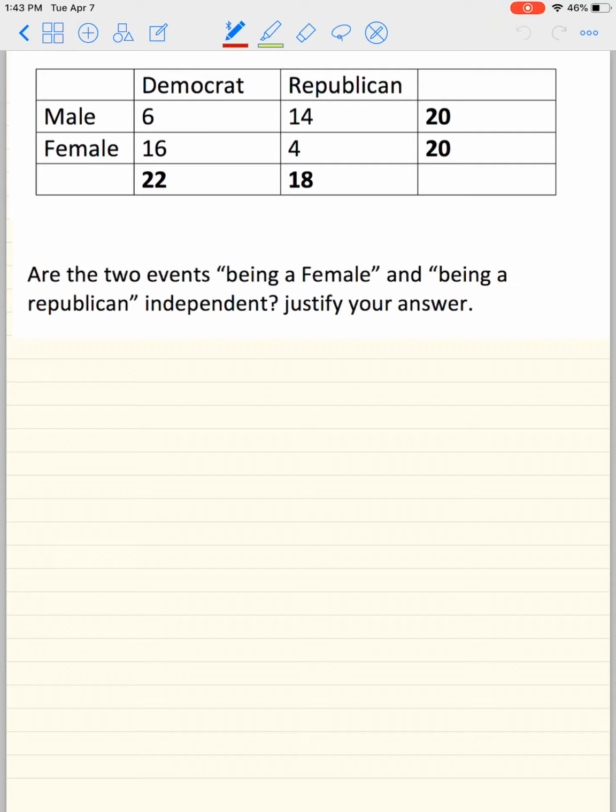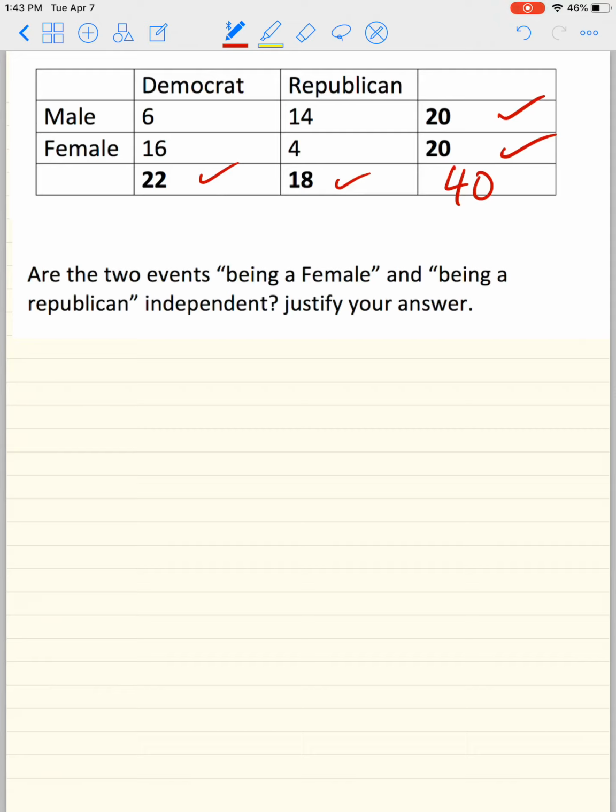Now, back to our contingency table. I had male, female, Democrat, Republican. And I gave you the total. There are 20 males, 20 females. So there's 40 people total. Do you guys remember that from the videos? 40 is your total. 22 of the 40 are Democrats and 18 of them are Republican.